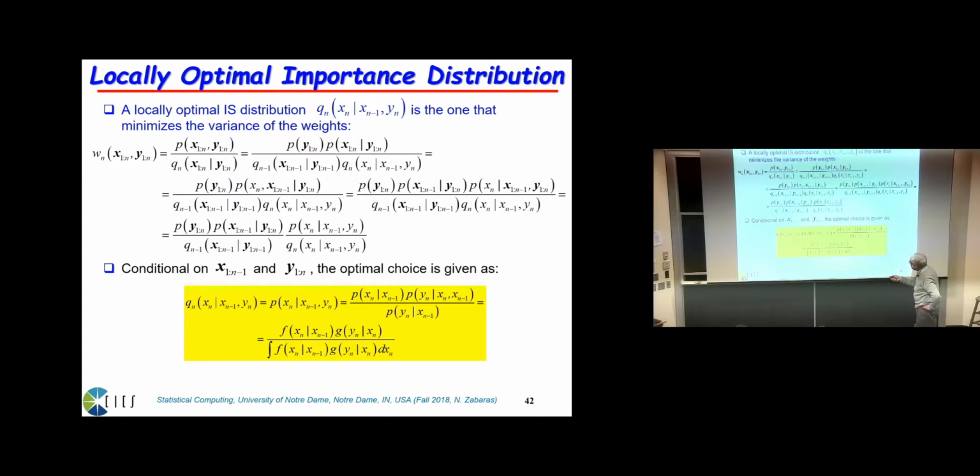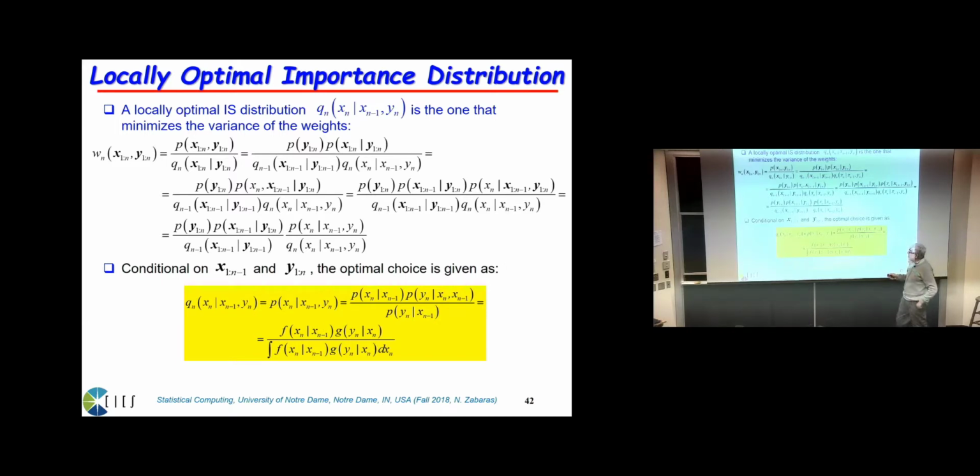What is p of xn given xn minus 1? It is the dynamical model, how the system evolves in time. And this is the observation model. If I know xn, that defines yn. I don't need to know xn minus 1. So this is the observation model. And the denominator is the normalizing factor of the numerator. So it's really this integral that you see there.